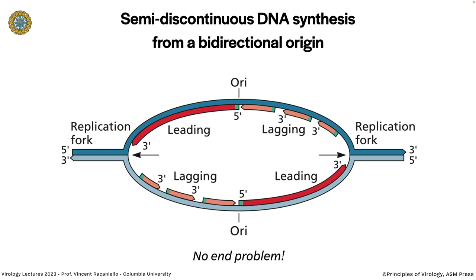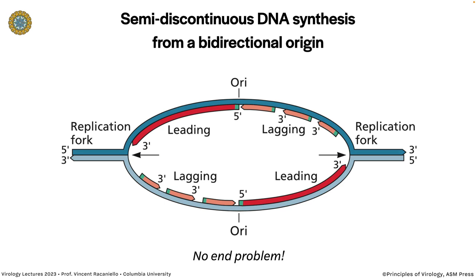Now, if you want to copy these other portions, say upstream of this origin, you have to do semi-discontinuous replication, because these have to be made in a 5' to 3' direction, but you can't start to initiate each of these until you've denatured more of the template. So right now we could make three RNA-primed pieces of DNA. Then we can make a fourth when the bubble gets bigger, and a fifth and so on. Because it's 5' to 3' direction, that's the only way it works. You can't do it continuously.